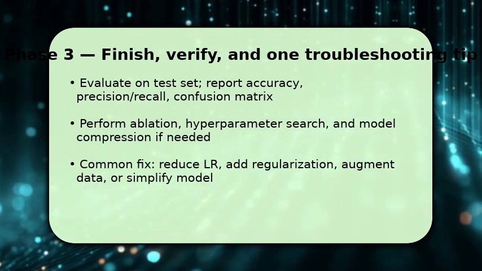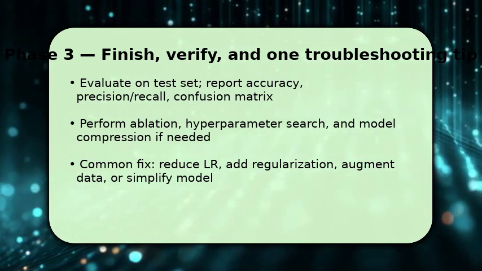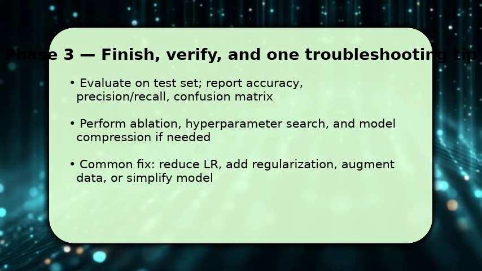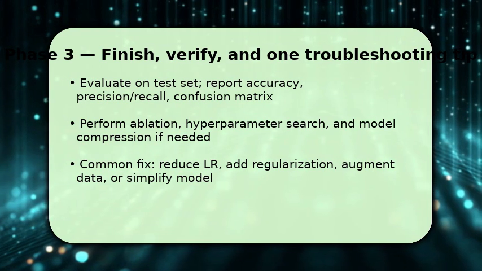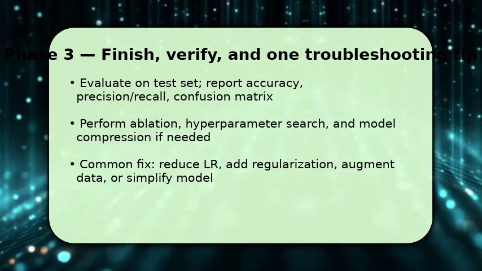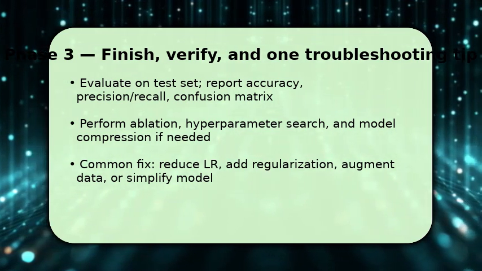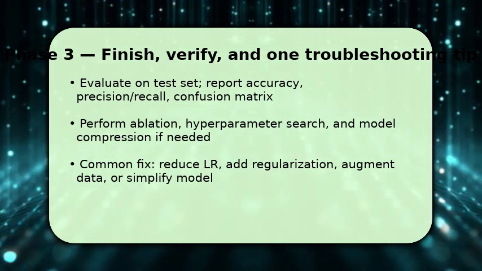If results are poor, try one key troubleshooting move. Reduce the learning rate and add regularization such as dropout or increase data augmentation. These often resolve instability. Finally, document architecture, training recipe, and any assumptions for future reproducibility.